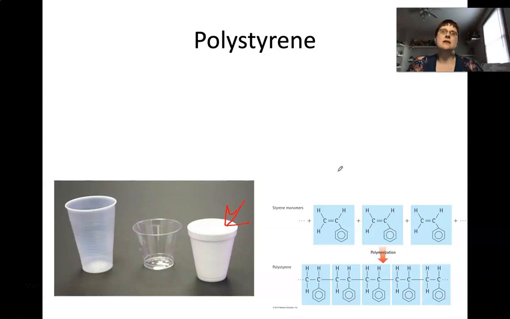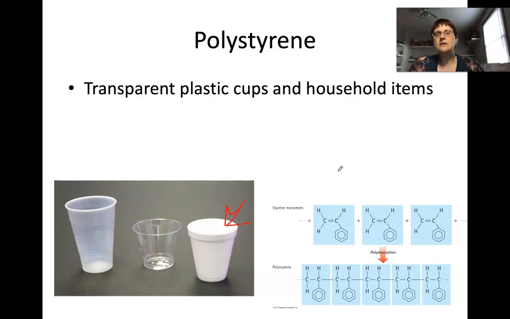But here's the thing. Polystyrene can be made into transparent material. Actually, all of these cups are polystyrene. If you look under all of these cups, they're going to have the same recycling number, that little recycling symbol with the number in it. That's because they're all made out of this same monomer.